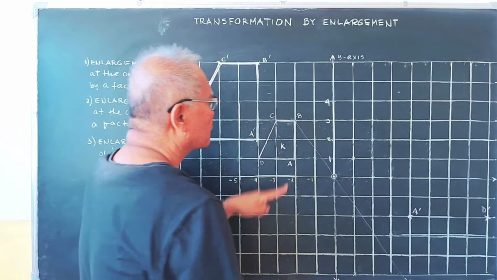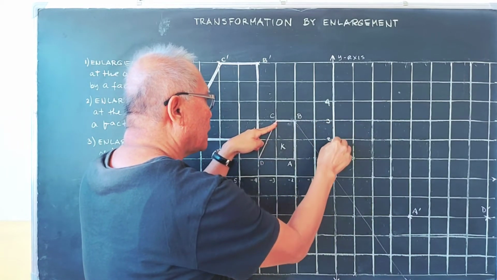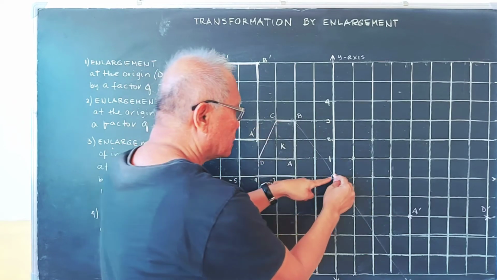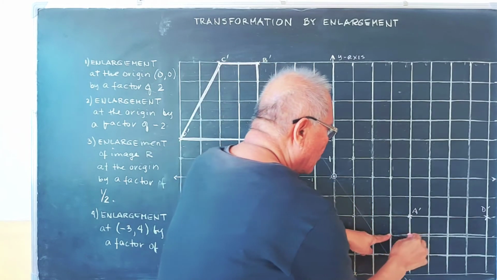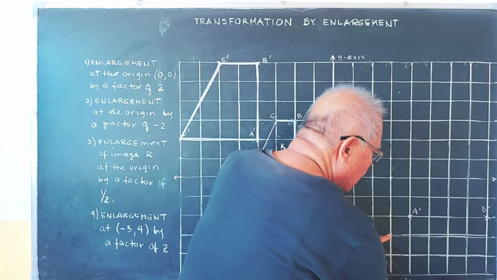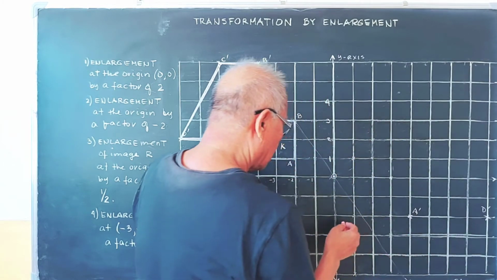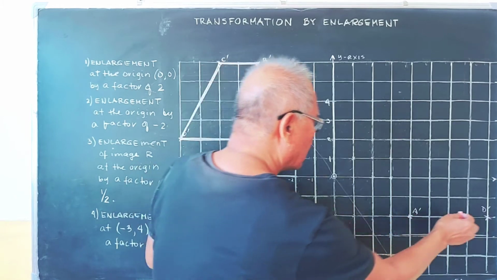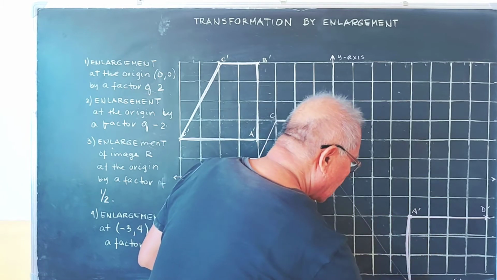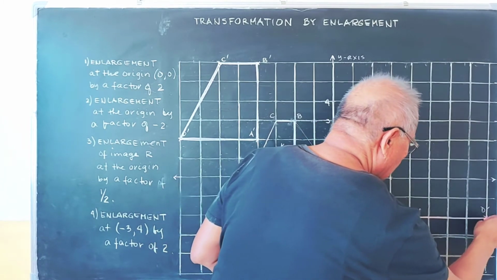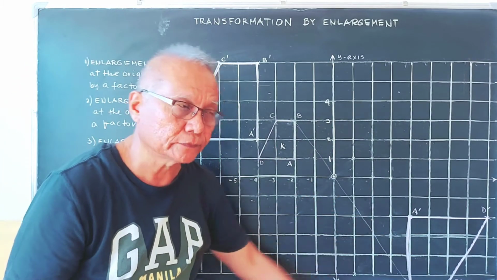Here, almost like C. So let's have C. 1, 2, 3, and 1, 2, 3. Not yet 1. So 1, 2, 3, and 1, 2, 3. Okay. And then 1, 2, 3, and 1, 2, and here is our C prime. So where is our D? Our D is there. So this one is our enlarged image of this one, that one.